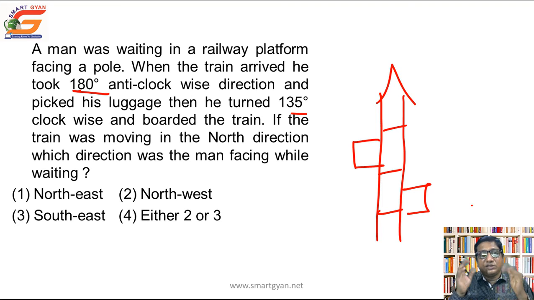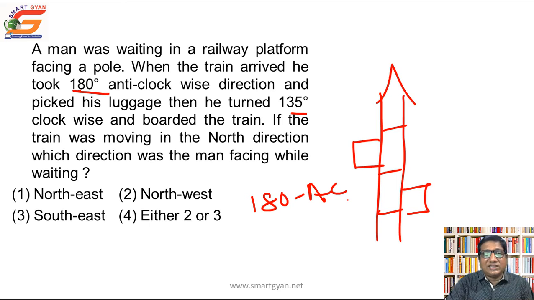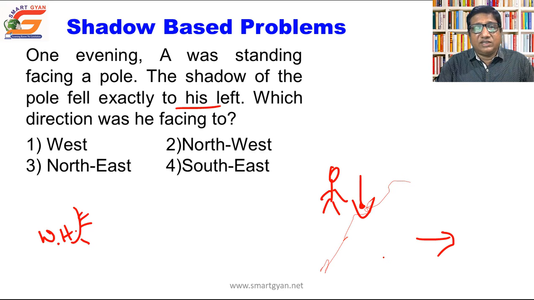Simply man was standing facing towards our, and he took 180 degree anti-clockwise, then 135 degree clockwise. Which direction was he facing to? He was facing south. Answer is south. There is no correct choice.